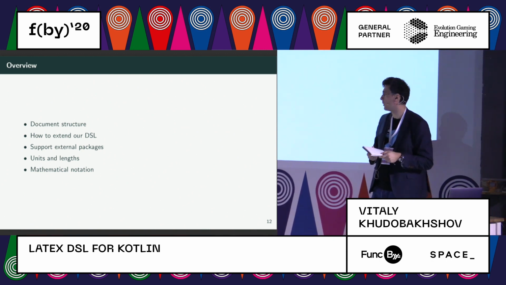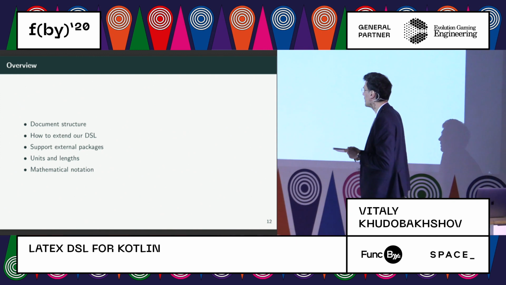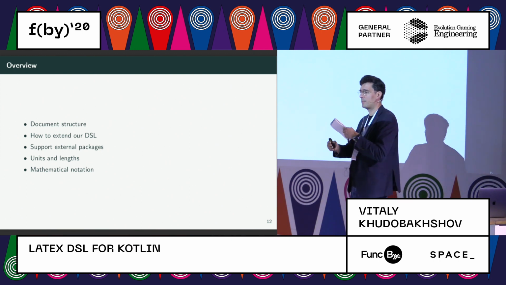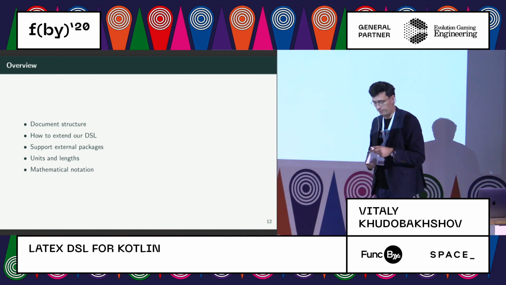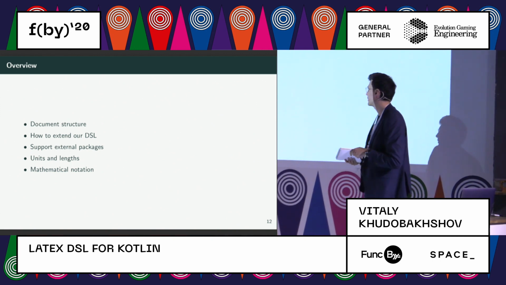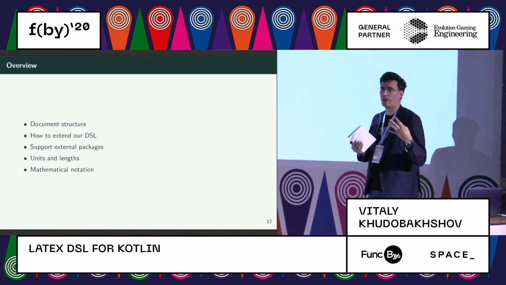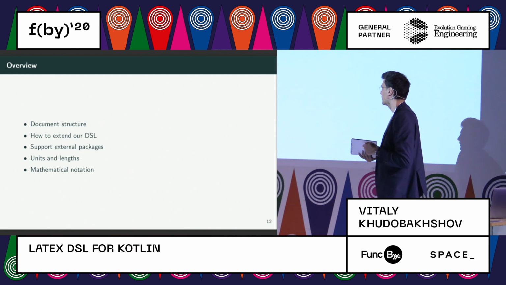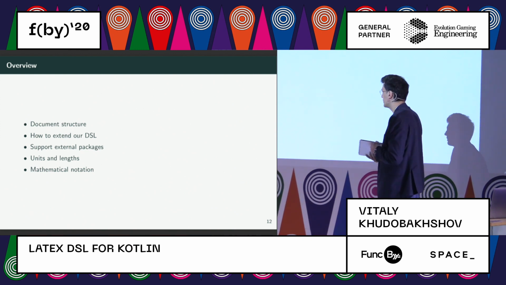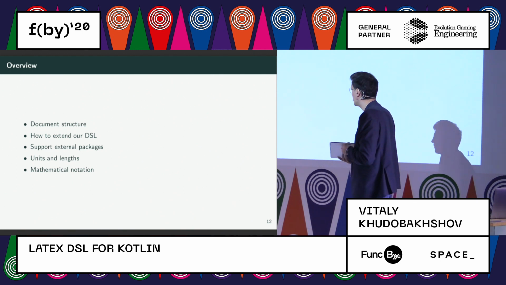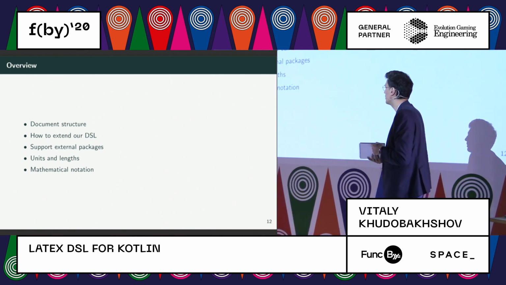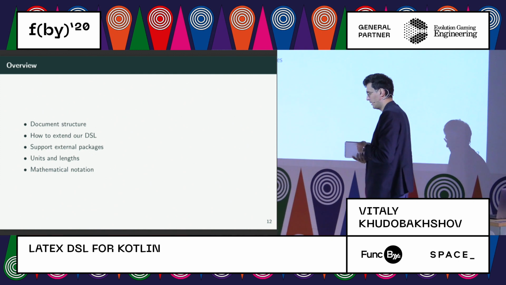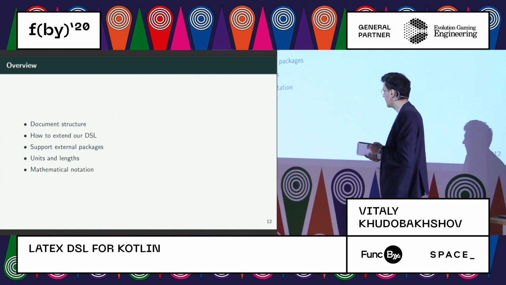There are some topics I would like to cover here. The document structure, and how to extend our DSL. I can't implement the whole set of features of the LaTeX language, so I need to provide a kind of API to extend our DSL. And I'd like, of course, to support external packages. And a very interesting, really funny issue is related to unit set length. You can implement unit set length very easily in Kotlin right now.